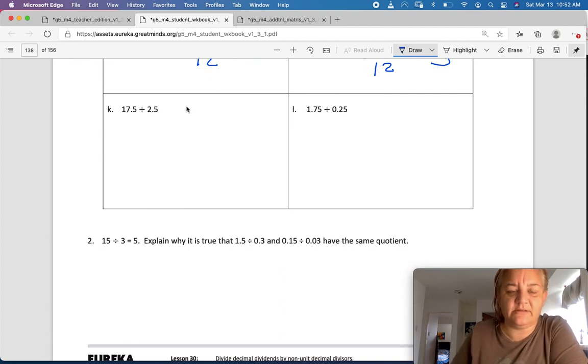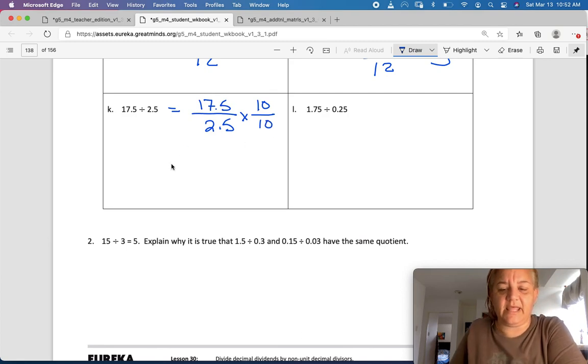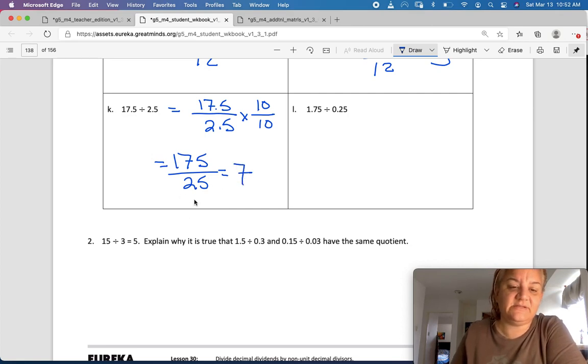Or you're catching on? Okay, 17 5/10 over 2 5/10. And I'm going to multiply that by 10 over 10. And that's going to give me 175 over 25. And I can do that in my head. Can you do that in your head? The answer is 7. But if you can't do this in your head, then we'll write it over here.